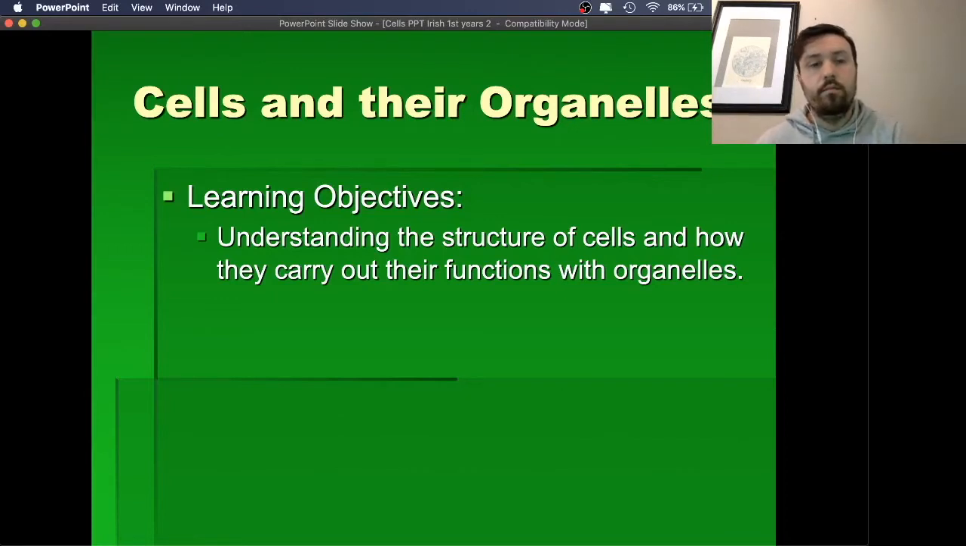Today, we're going to really focus on the cells themselves and what you might find inside of them, and the functions that each of those things that we find inside the cells, which are called, remember, organelles, and what they do. So our learning objective today: understanding the structure of cells and how they carry out their functions with organelles. Just a real quick recap.